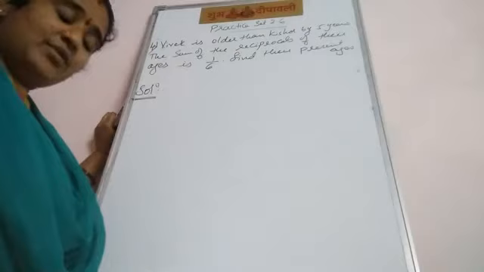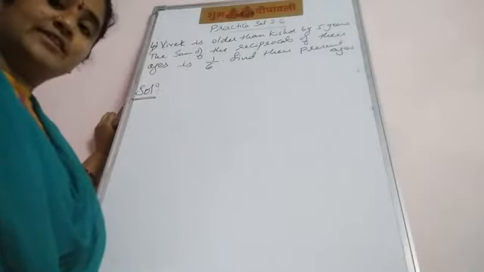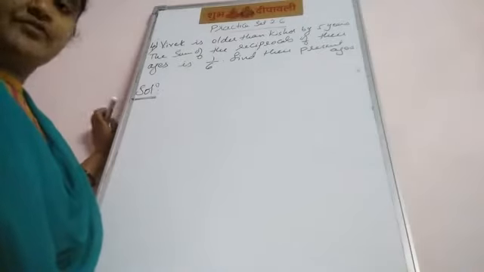Third question, he gave the boxes with the number of rows and columns of a mango tree, so that we can complete the boxes. Now coming to the next question, fourth question.